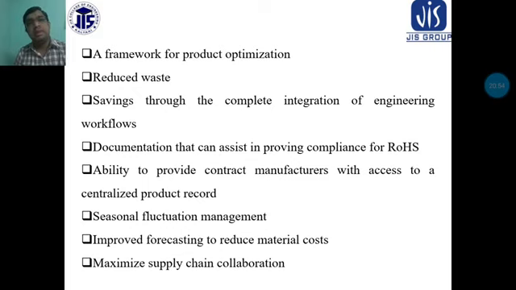Suppose in these PLM systems you have to improve your market forecasting. In market forecasting you have to know how many people are interested in your product, and you have to consider that in the next 6 months 2 lakh products can be sold in this market. For this forecast you have to produce 2 lakh products.